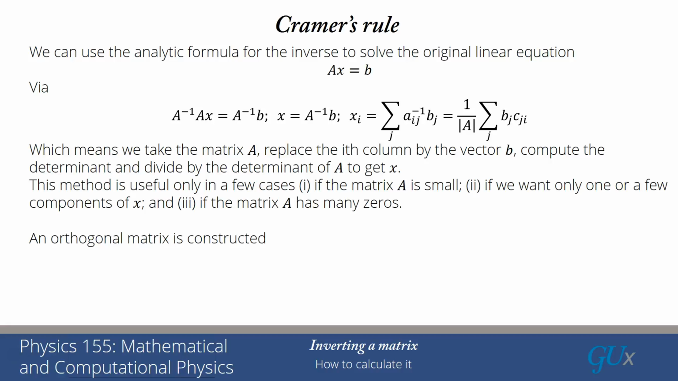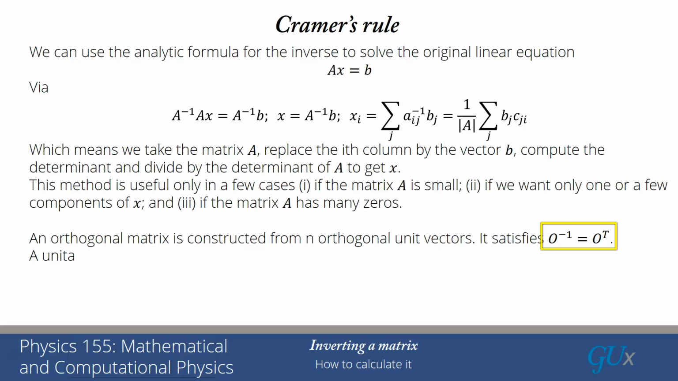Now I want to end with two definitions. The first one is an orthogonal matrix. That's constructed from n orthogonal unit vectors, either in columns or in rows. It turns out that an orthogonal matrix satisfies O inverse is equal to O transpose. So I can very quickly calculate the inverse of an orthogonal matrix if I know that it's orthogonal, because all I have to do is calculate the transpose.